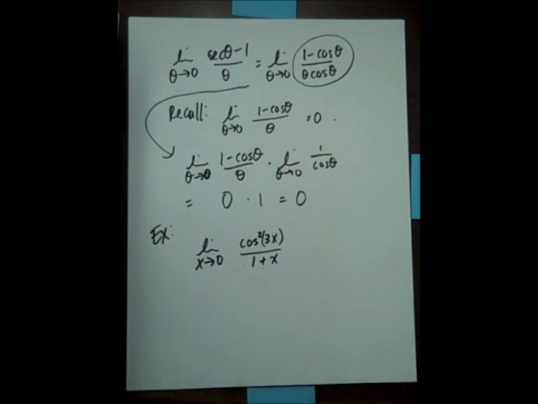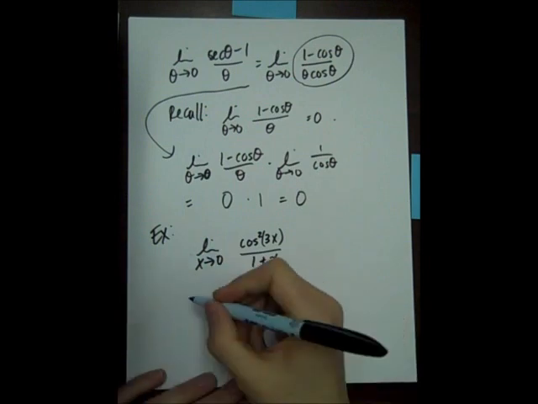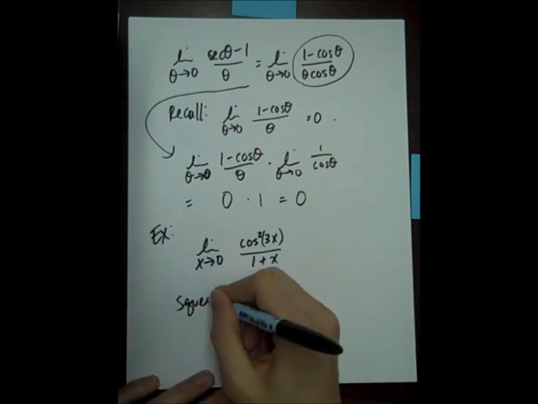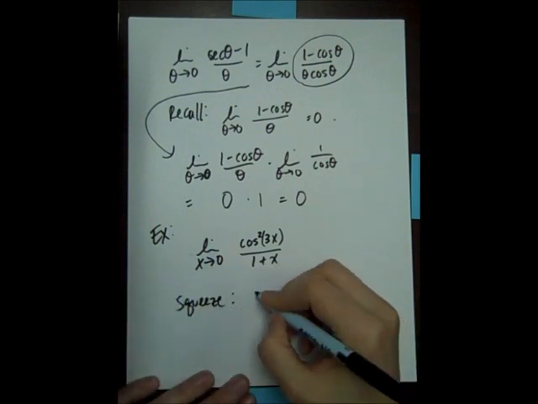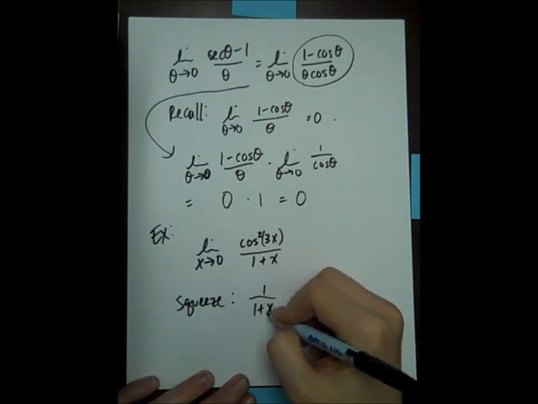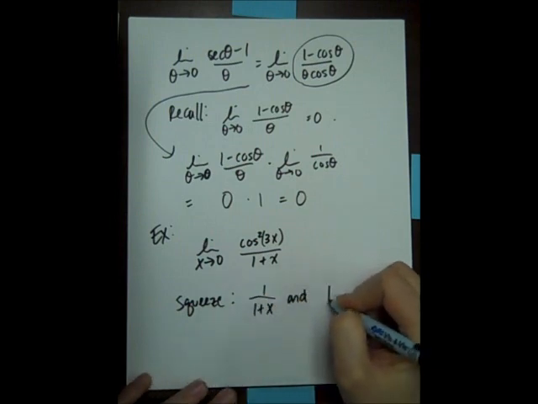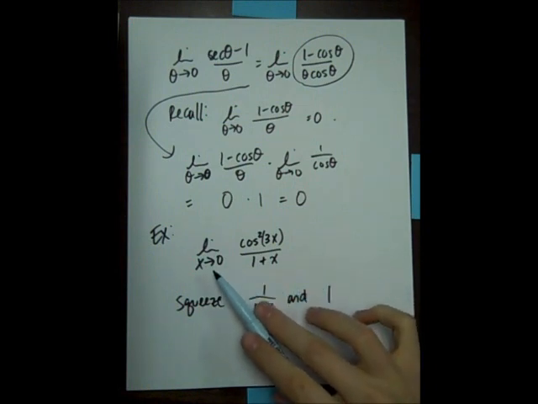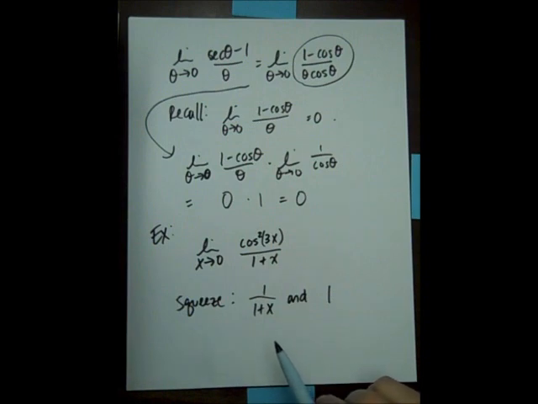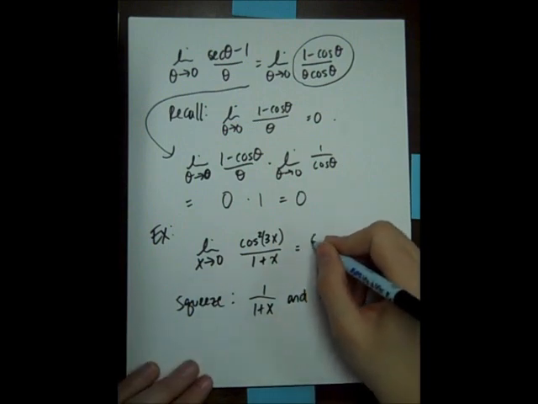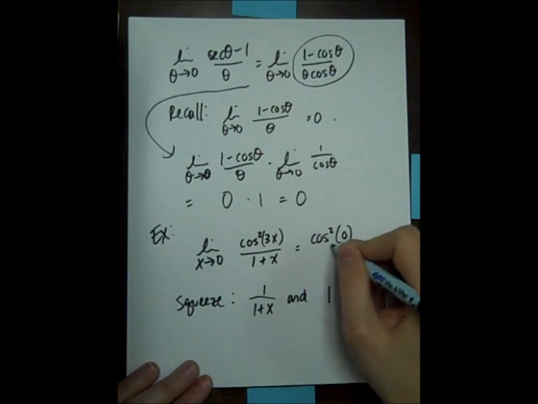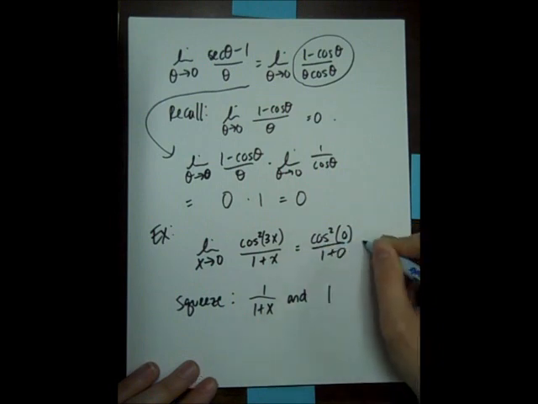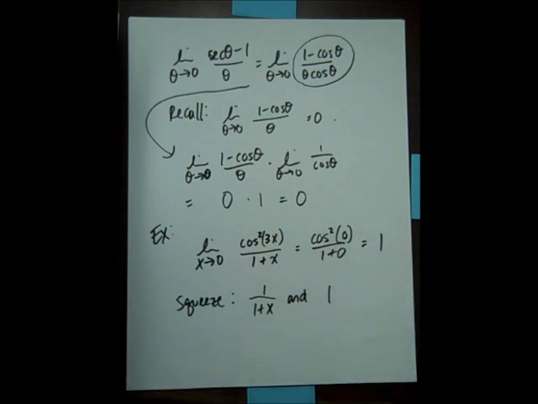So you might be saying, let's use the squeeze theorem. Sure, you can use the squeeze theorem. If you want to do that, squeeze it between the function 1 over 1 plus x and 1. You can squeeze it between that, but don't forget what we've already done with limits. Can I just plug in 0 into this function? You can. I'll get cosine squared of 0 over 1 plus 0. Well, cosine of 0 is 1, 1 squared is 1, 1 over 1 is just 1.